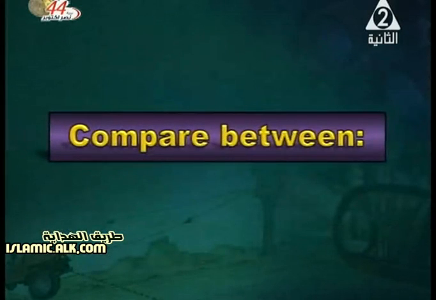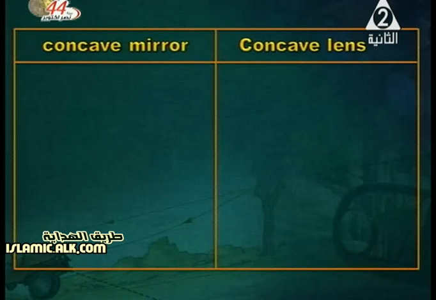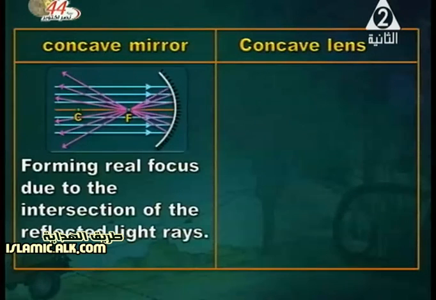Another type of question: compare between a concave mirror and a concave lens. A concave mirror forms a real focus due to the intersection of the reflected light rays. All the parallel rays which pass parallel to the principal axis will be reflected on hitting the reflecting surface of a concave mirror to form a point of real focus at their intersection.